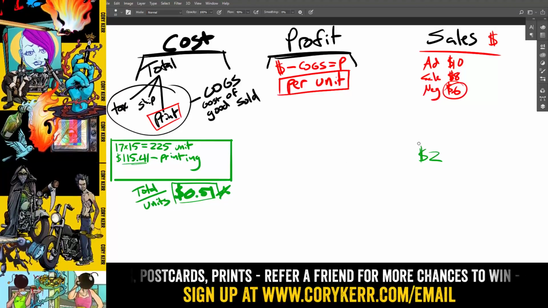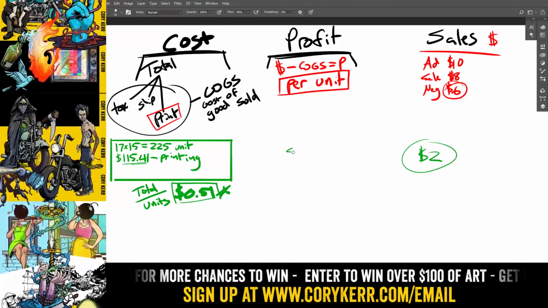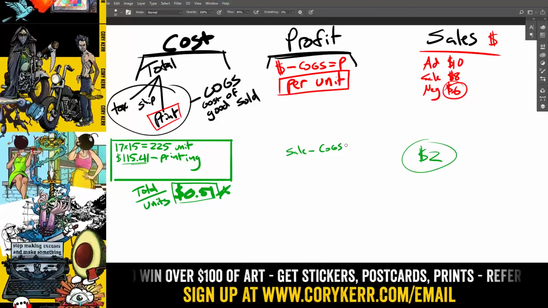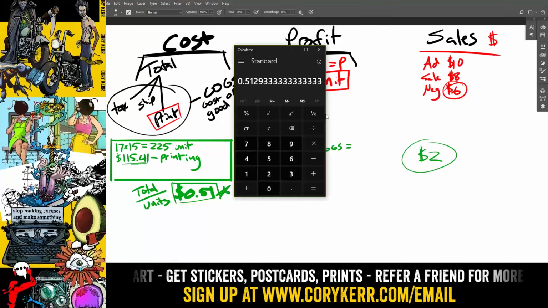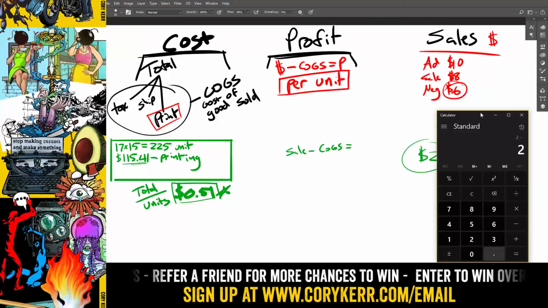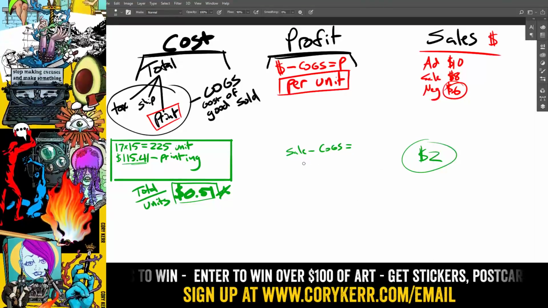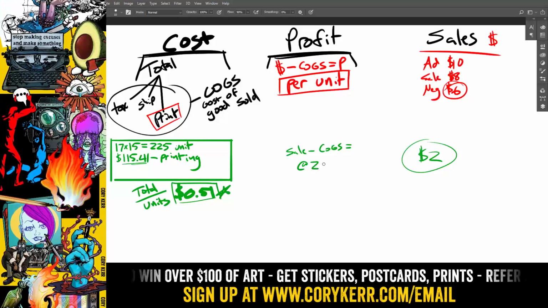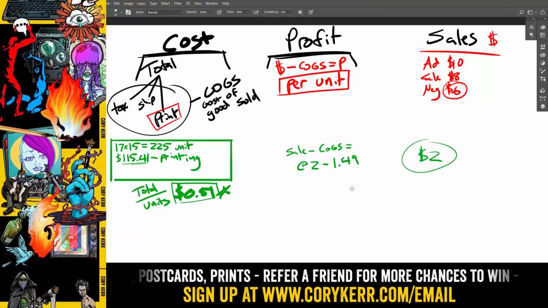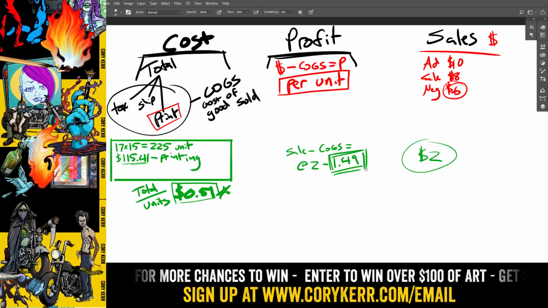So here's my sales price. To figure out the profit, I take my sales number, how much I'm selling it for, and I subtract how much it costs me. Okay, and so in this case, I will take $2 and I will subtract 51 cents. Okay, and that means that at $2, and I'm going to write this out, I make $1.49 per postcard. So this is my profit, that's how much I earn per postcard, right?